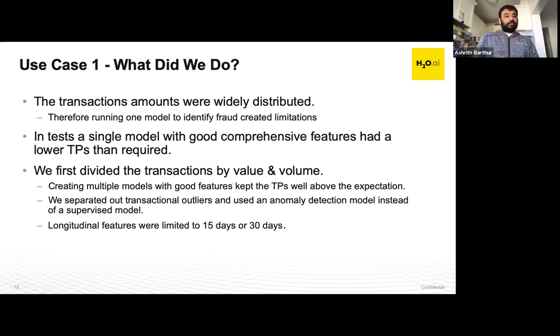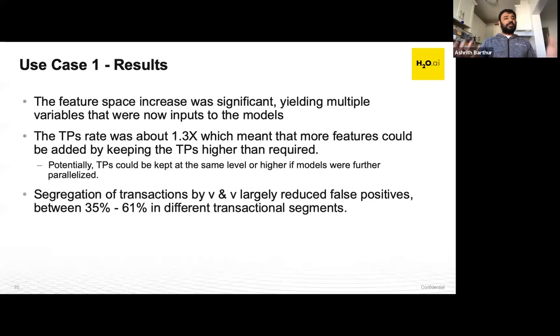But the problem that we ended up with was that with so many features, we didn't necessarily get the speed that we wanted. So one of the things that we could do was divide the space into multiple models, and then we also pulled out the outliers as a separate anomaly detection model in this case. The longitudinal features were very much limited, which meant that we didn't have to look back a lot into the history. This gave us an advantage of having models run in parallel, but still maintain the speed. So how did the results look?